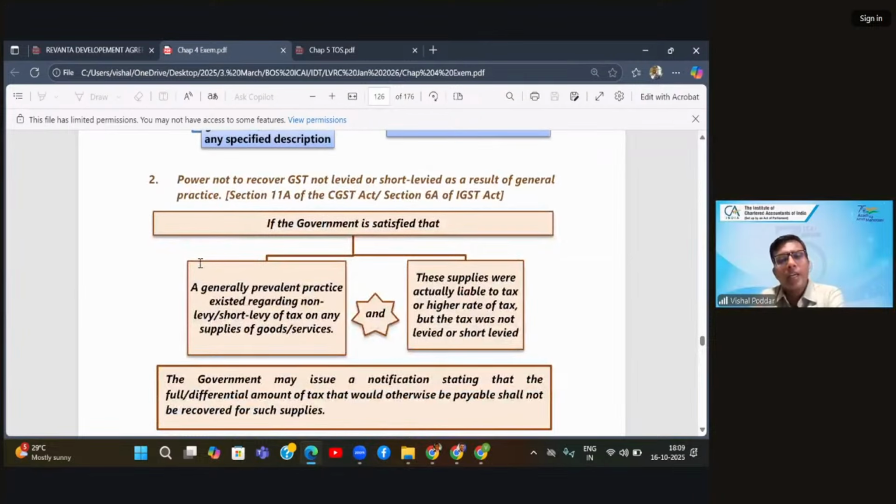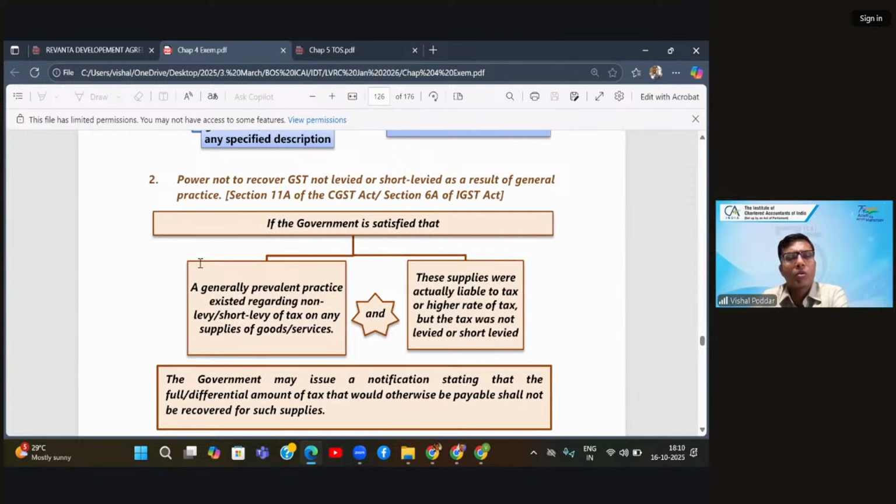Now, recently, after section 11, another section was introduced in the form of 11A, and in case of IGST, 6A. Now, what is 11A and 6A dealing with? Section 11 gives you an exemption notification whereby wherever the government feels that some supplies of goods or services have to be given relaxation, they will put it in the exemption notification. However, this 11A is for a very specific scenario.